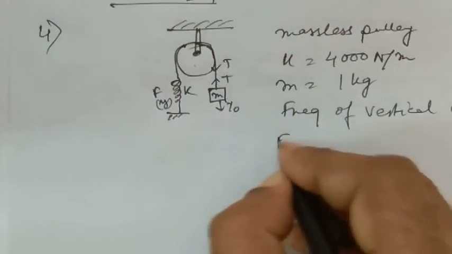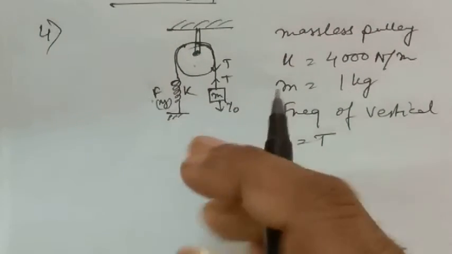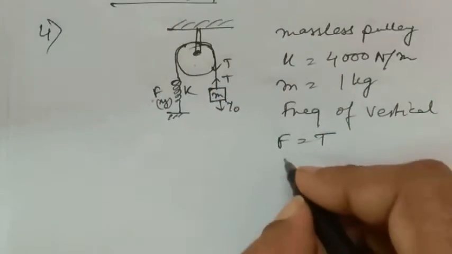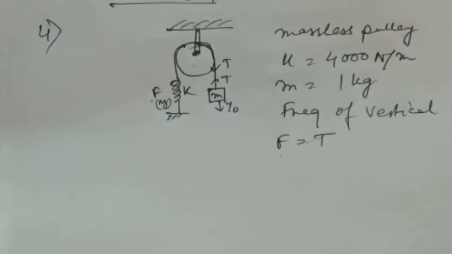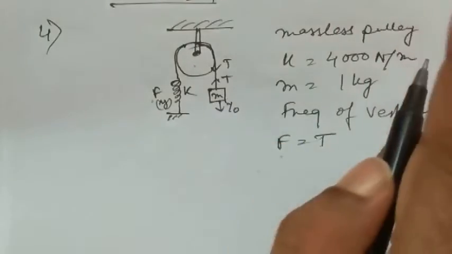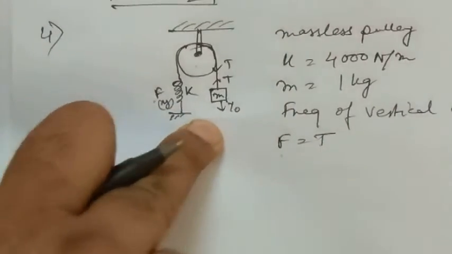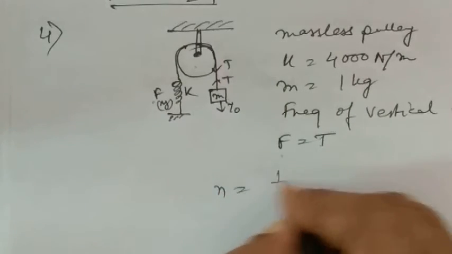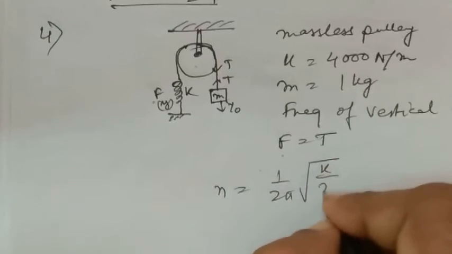So we can write F is equal to T. That means F, the force on the spring, is equal to the tension force here. So the restoring force is linear, and so the motion of this mass m will be linear simple harmonic motion with frequency n is equal to 1 by T. We know that it is 1 by 2 pi root over k by m.